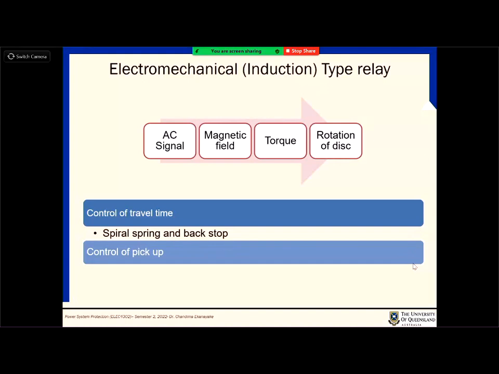And how do we control the pickup? Change the number of coils. If you increase the number of coils, it will start to rotate for a lower current. Reducing the number of turns means that you need a higher current. So very simple.